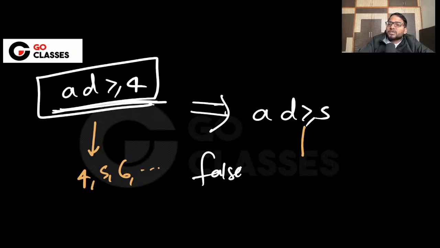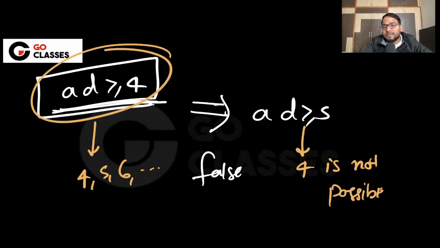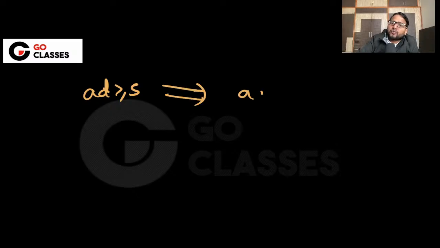And here the 4 is not possible. So if I am saying greater than or equal to 4 and then someone is saying greater than or equal to 5, then they are wrong. But if I am saying it is greater than or equal to 5 and then someone is saying it is greater than or equal to 4, then it is okay.